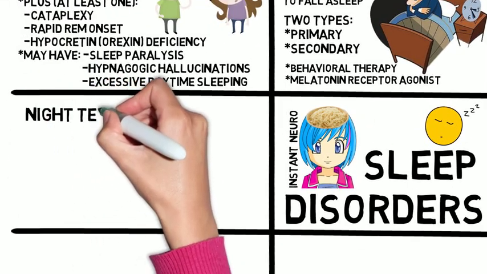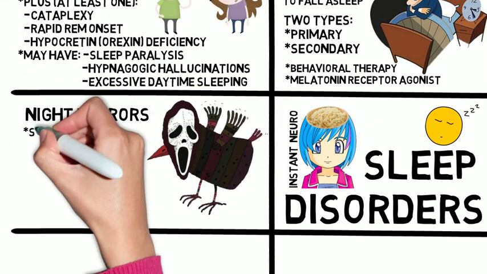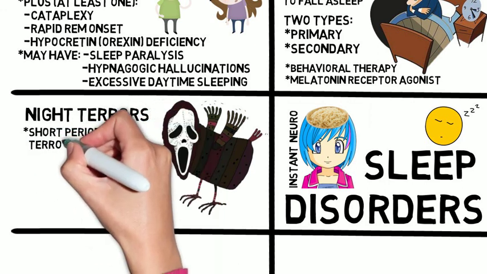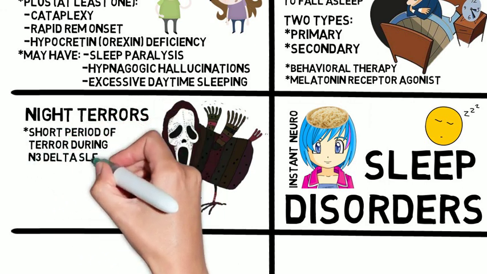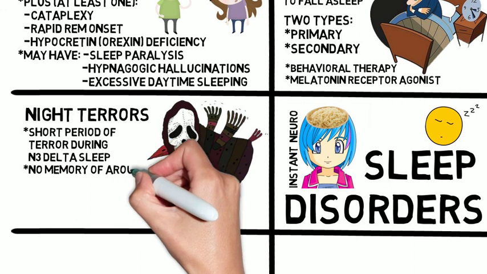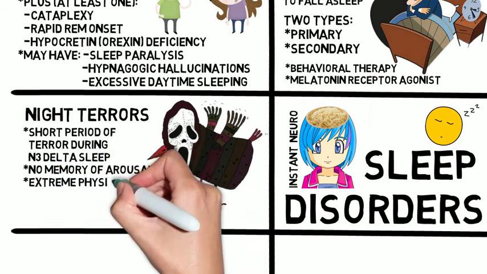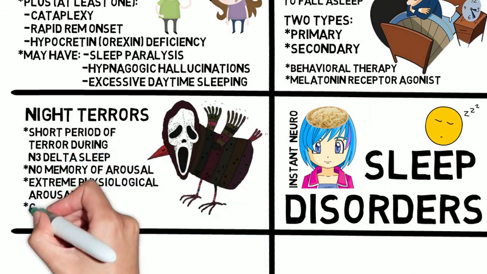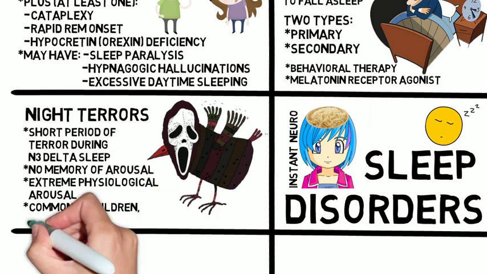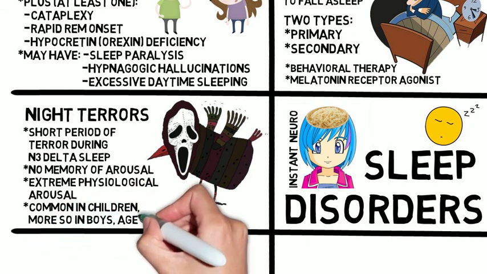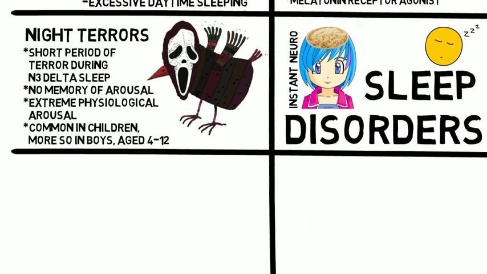Night terrors are short periods of terror during N3 delta sleep. The person has no memory of the experience when waking. Night terrors are associated with extreme physiological arousal and are most common in children, particularly boys aged 4 to 12. Primary therapy includes reducing waking anxiety and increased sleep time.